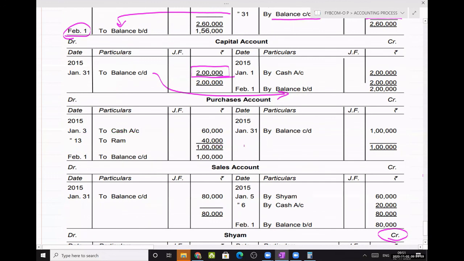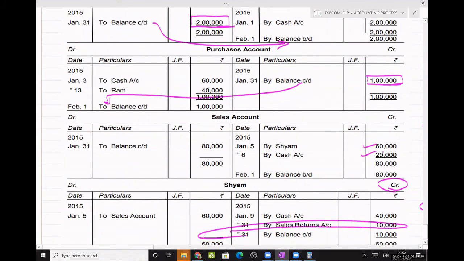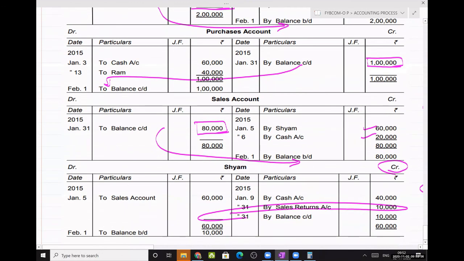Purchase account, debit side is how much? 60 plus 40, 1 lakh. So credit side में कुछ भी नहीं है, so the balance is 1 lakh. 1 lakh minus 0, 1 lakh. So carried down total is now my brought down total in the next month. Sales account, same logic. Credit side 60 plus 20, 80. So my balancing figure is 80. Balance carried down will become your balance brought down in the next month, first day of the next month.